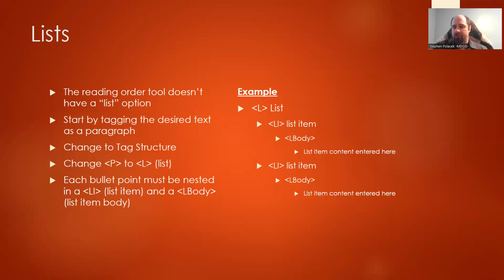So if it's not tagged already, you want to start by tagging the desired text as a paragraph. Either you can use the reading order tool to do that, or if you are confident and comfortable with it, you can highlight the text and then in the tag structure, right click and select create tag from selection. We want to make sure we're in that tag structure tool because that's where we're going to be setting up the list. That option is the last button on the left after reading order. And then we're going to double click the paragraph tag and change it to L, which is for list.